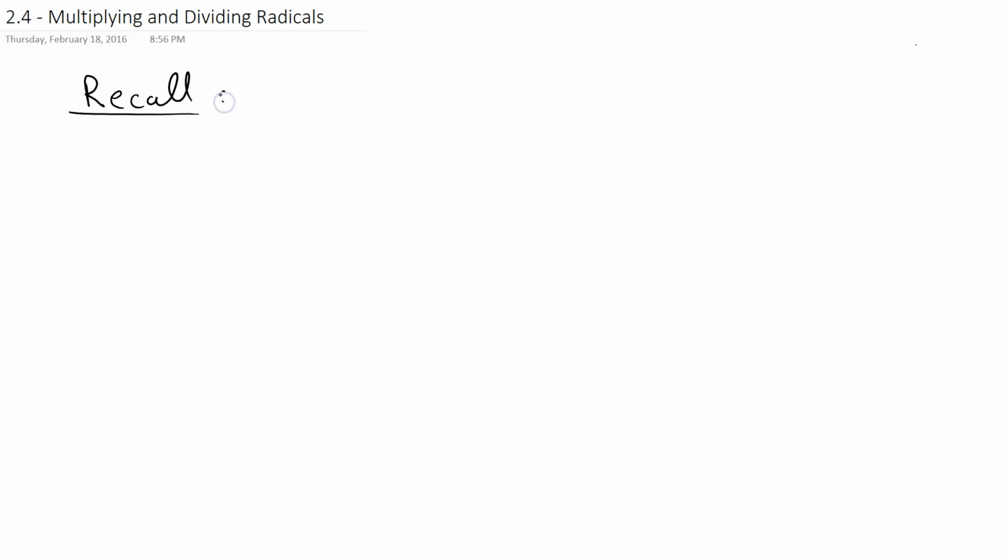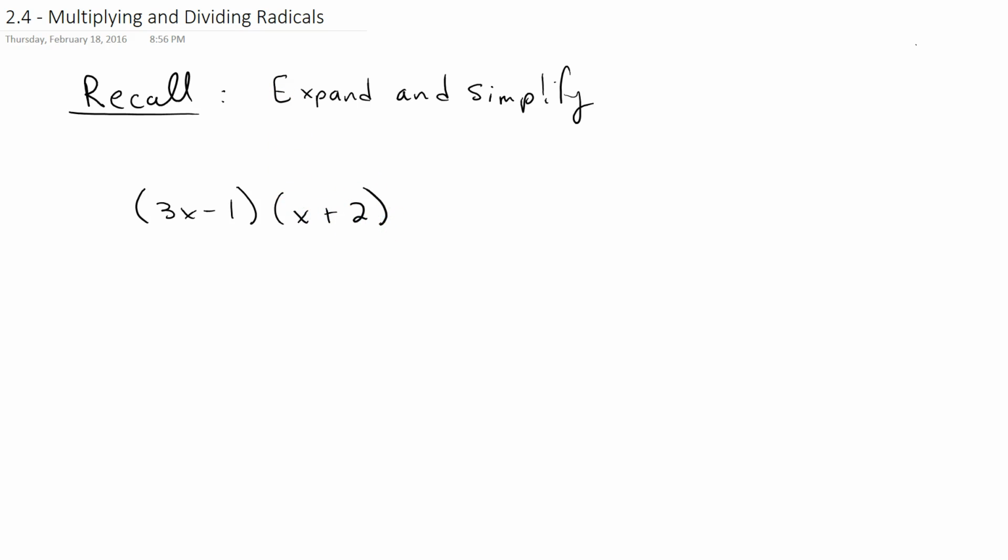Recall. Expand and simplify. What happens when we say 3x minus 1 times x plus 2? Well, we can FOIL it out, or we can use our happy little rainbows, just like Bob Ross suggests. Let's paint happy little rainbows with our algebra.